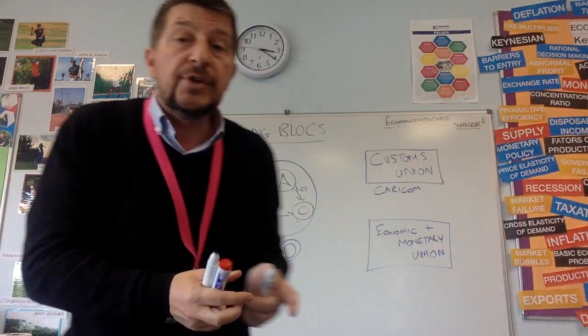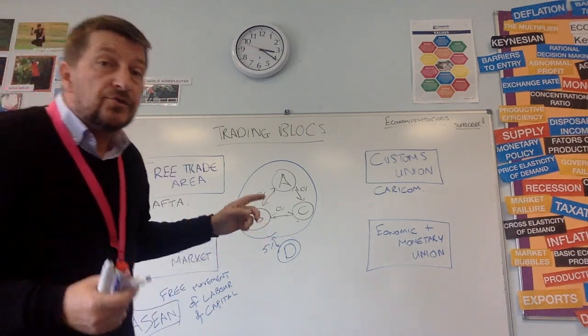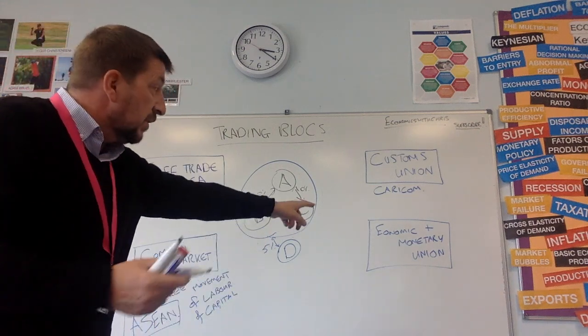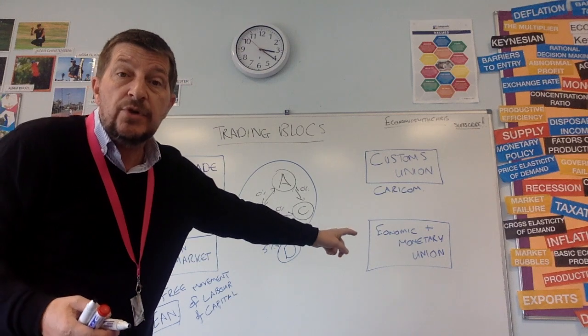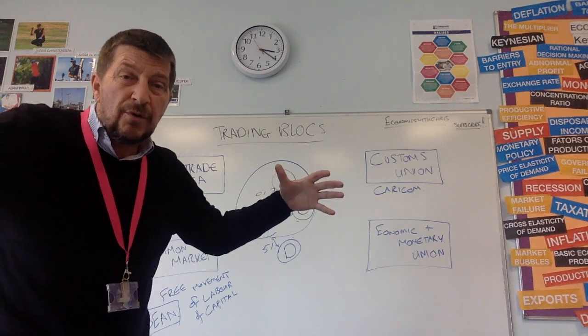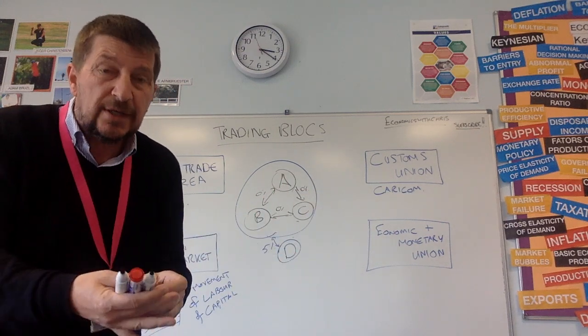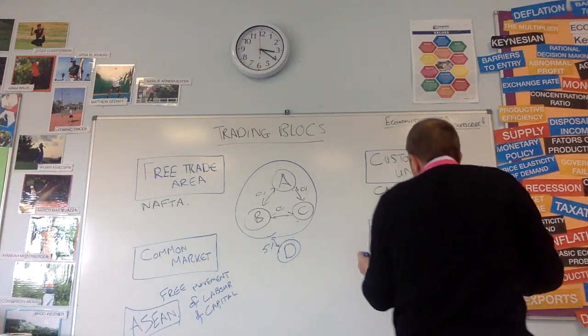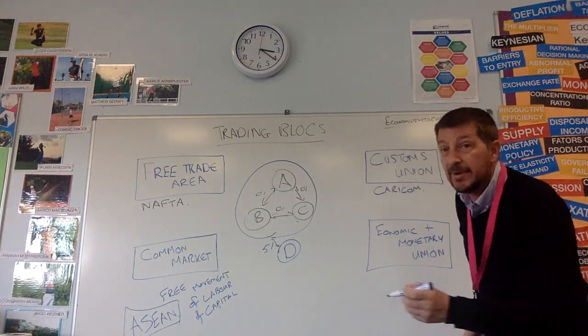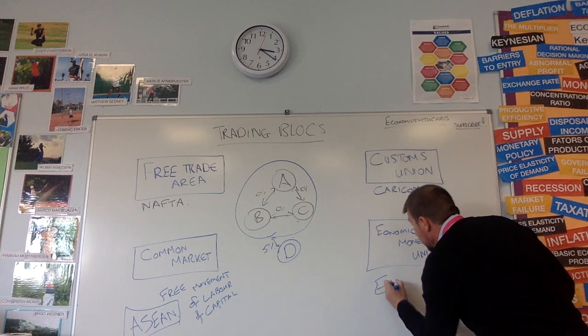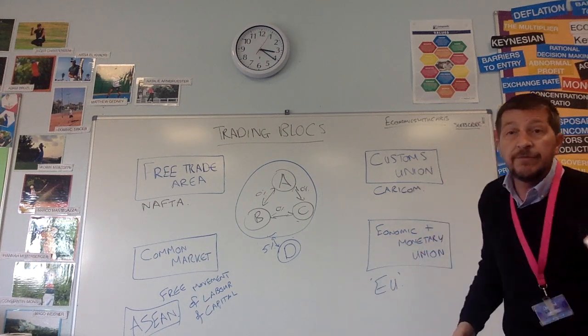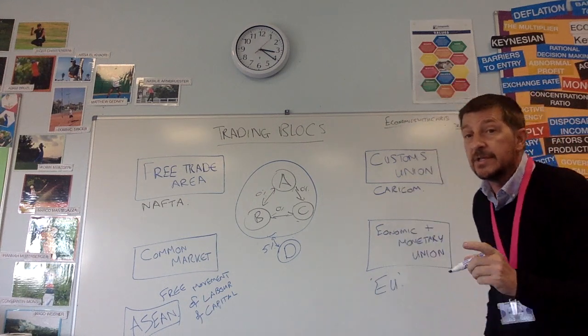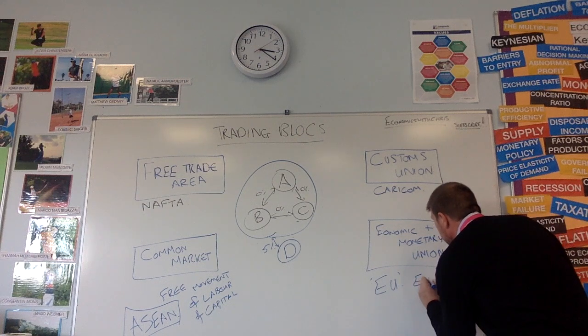And now we come on to the most sophisticated of all of the trading blocks that exist. And this one is called Economic and Monetary Union. This is where we've really got quite highly integrated economies. And the best example of this, the only real example of this, to be honest, is the European Union. And not all of the European Union, to be perfectly honest, just what we call the Eurozone.